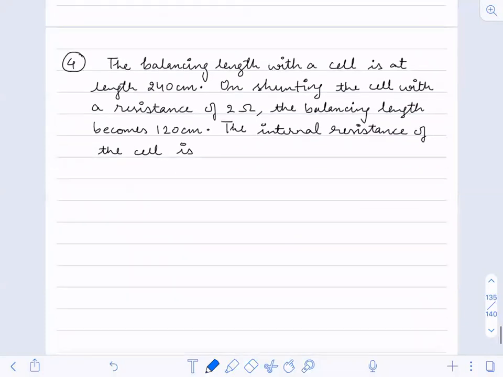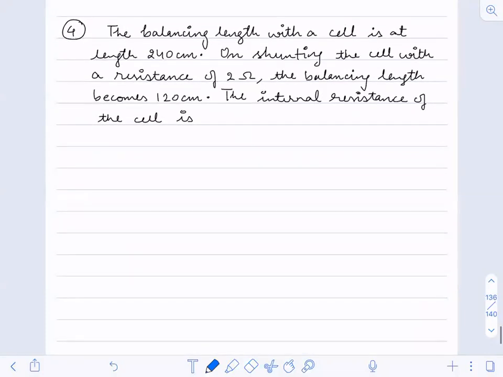Okay, let us see this numerical. This is based on the internal resistance. We have to find out the internal resistance of the cell. So this is based on the third kind of experiment. It is based on the third experiment, where we have to find out the internal resistance.